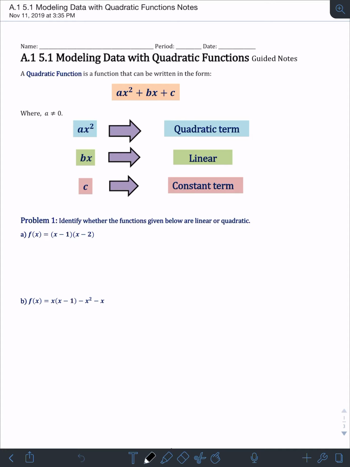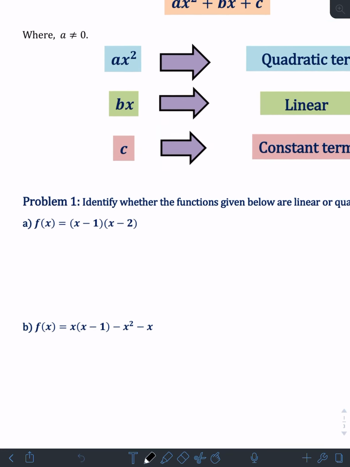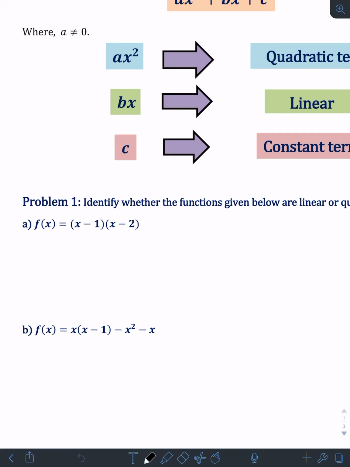So in problem 1, we're going to identify whether the functions given below are linear or quadratic. For this first one, a, we are going to FOIL. We take x times x, which gives me x squared. X times negative 2 gives me negative 2x. Negative 1 times x gives me negative x. And negative 1 times negative 2 gives me positive 2. Combining like terms, I get x squared minus 3x plus 2. And since I have an x squared term, this is a quadratic.